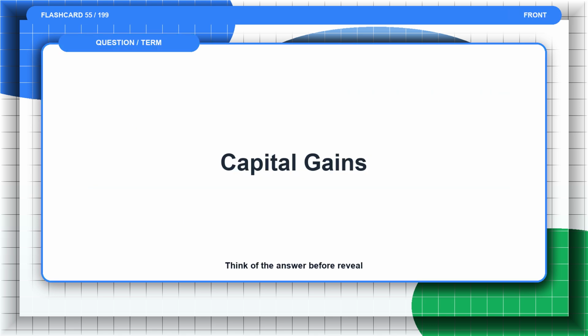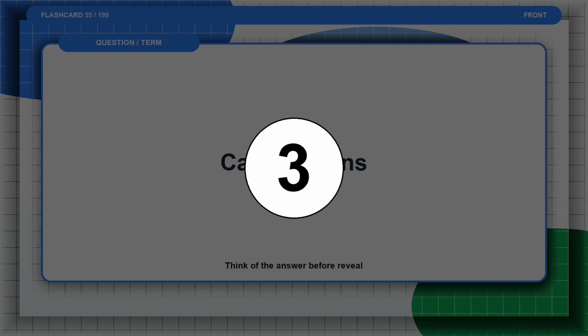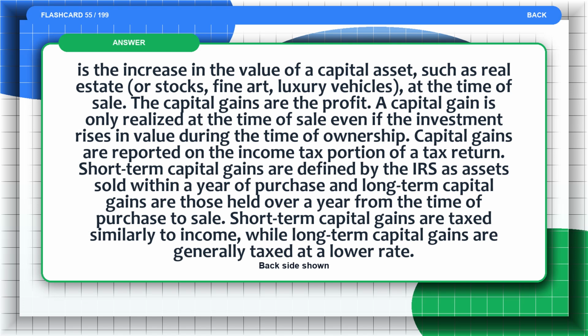Flashcard 55. Capital gains. Pause and think of the answer before the reveal. The answer is the increase in the value of a capital asset, such as real estate or stocks, fine art, luxury vehicles, at the time of sale. The capital gains are the profit. A capital gain is only realized at the time of sale, even if the investment rises in value during the time of ownership. Capital gains are reported on the income tax portion of a tax return.